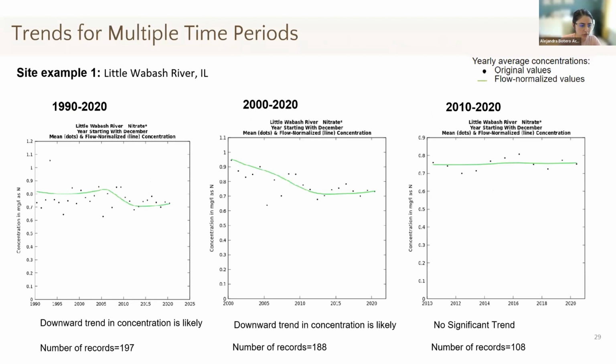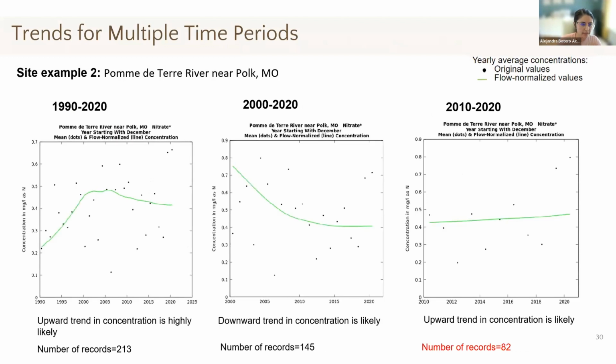For example, in Illinois, this site has a downward trend for the 30-year and the 20-year trend period, and no significant trend for the 2010 to 2020 period. In this second site located in Missouri, we found an increasing trend for the 30-year trend period, while it presented a decreasing trend for the 20-year trend period and an upward trend for the 10-year period. So we can see, depending on the period of time that we select for our analysis, we will find different statistically significant results.